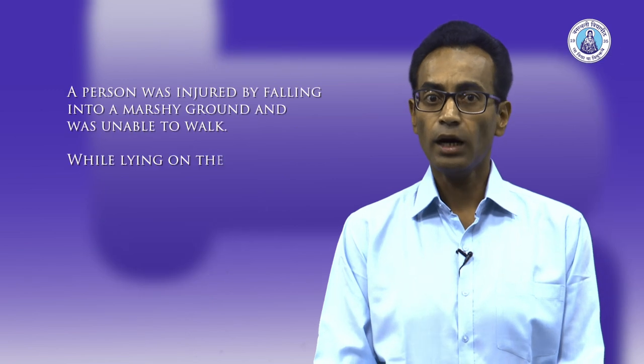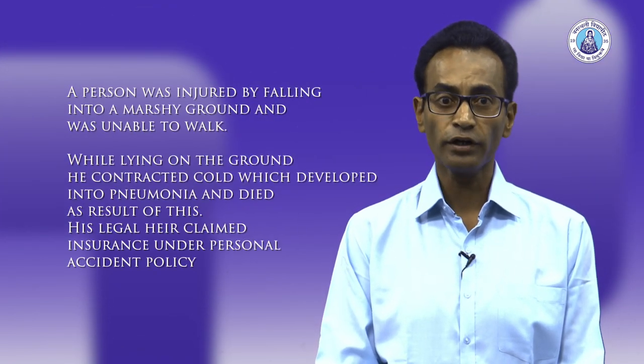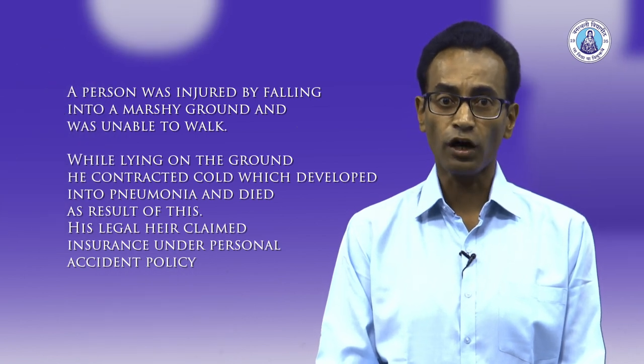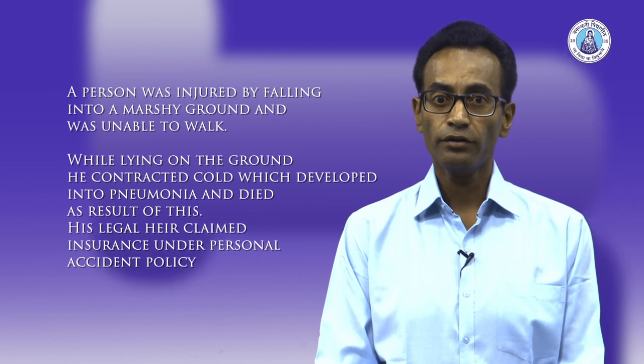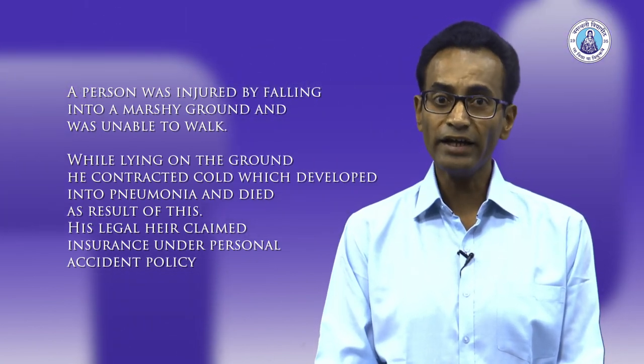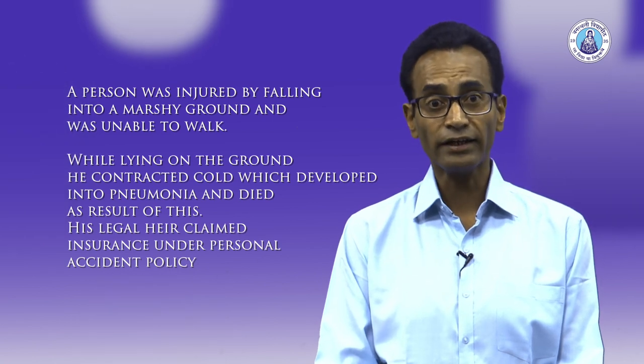First example: a person was injured by falling into marshy ground and was unable to walk. While lying on the ground, he contracted a cold, which developed into pneumonia and he died as a result of this. His legal heir claimed insurance under a personal accident policy. The question that arose here was whether the accident is the proximate cause or pneumonia. Pneumonia is not an insured peril under a personal accident policy. The insurance company said that the person did not die of accident, he died of pneumonia. The court ruled that the proximate cause of death was the accident and pneumonia was a remote cause, and hence the claim was payable under the personal accident policy.